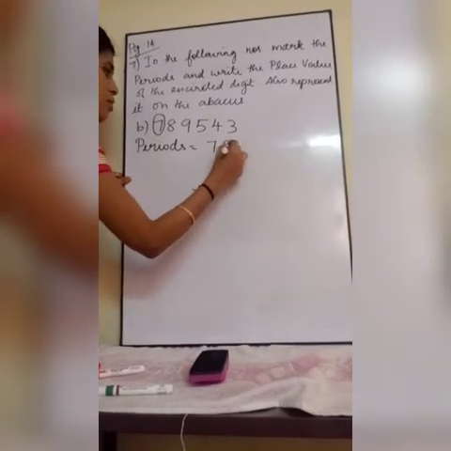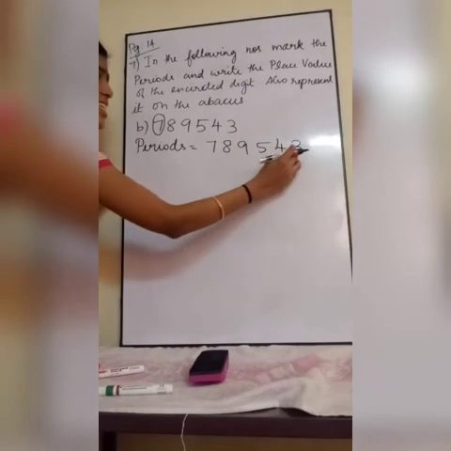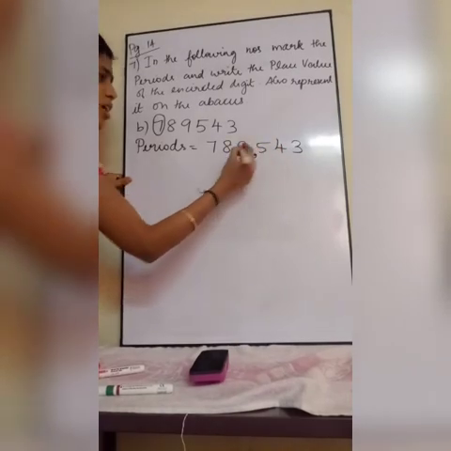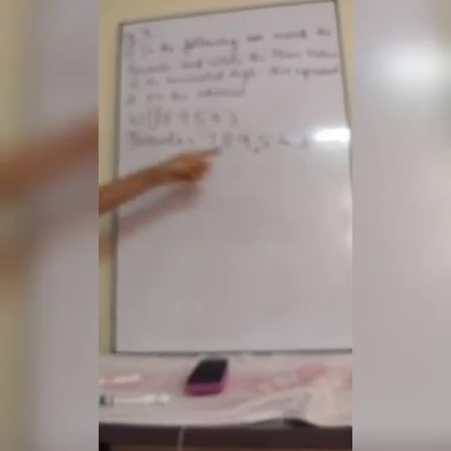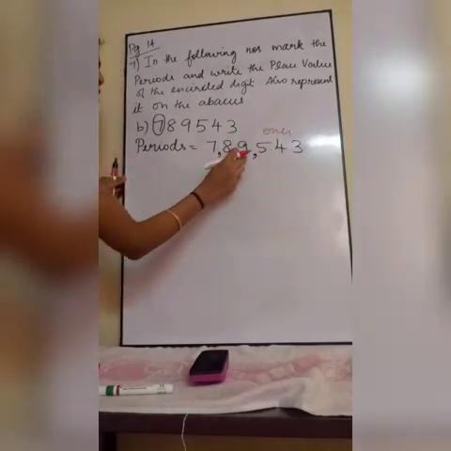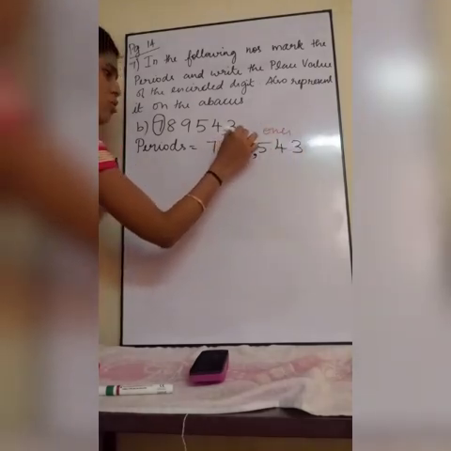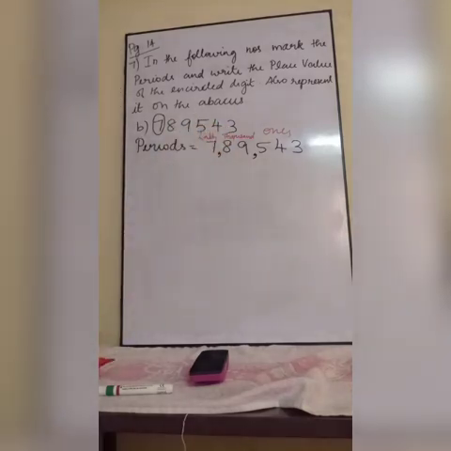You will write the numbers first. Then, ones, tens, hundreds, comma, 1,000, 10,000, comma, lakh. This is how you will separate the periods, right? Ones, tens, hundreds is the ones period. 1,000, 10,000 is the 1,000 period. Lakh is the lakh period.